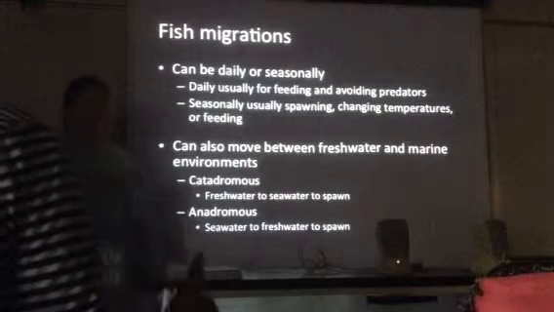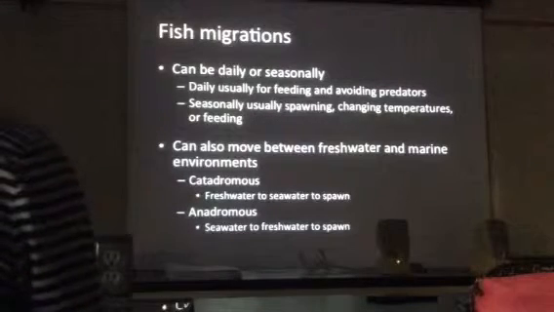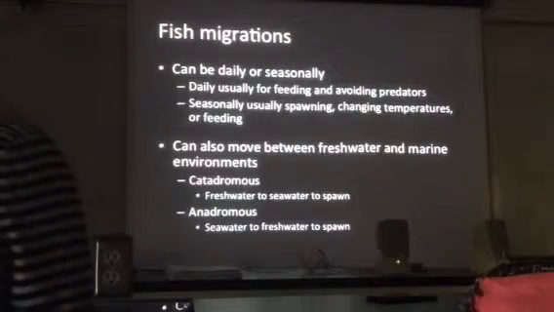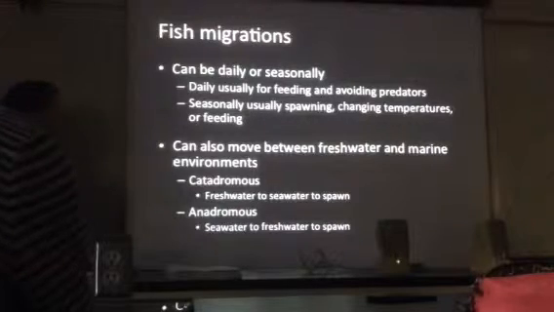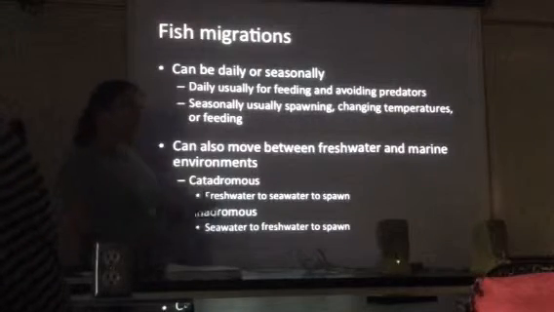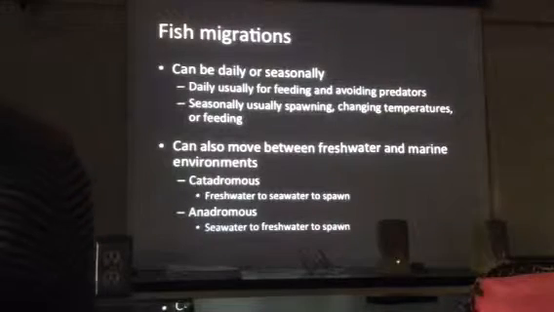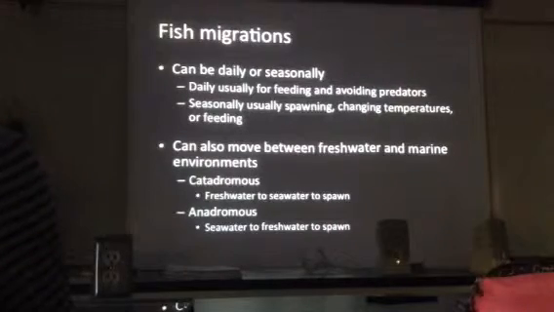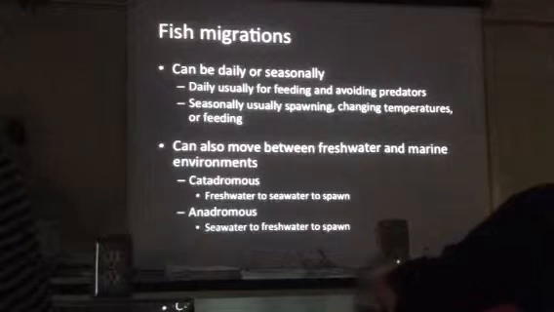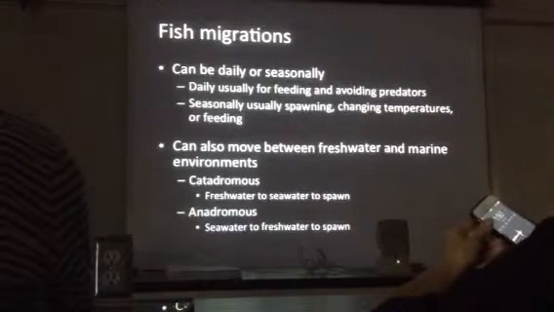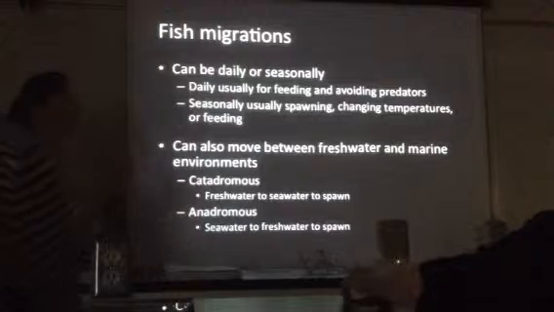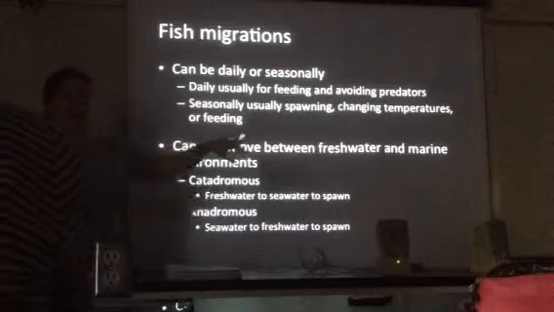There are a lot of fish that migrate. Migrations can happen on a daily or seasonal level. For daily migrations, that's typically for the purposes of feeding or avoiding predators at certain times of day. I mentioned that some fish will come out, and also for spawning purposes.